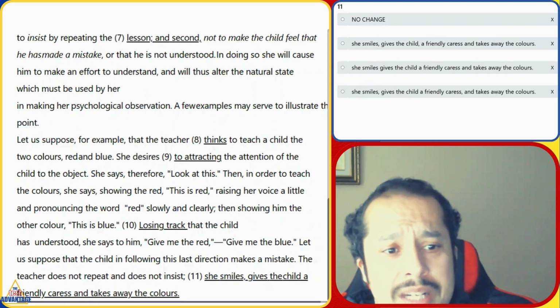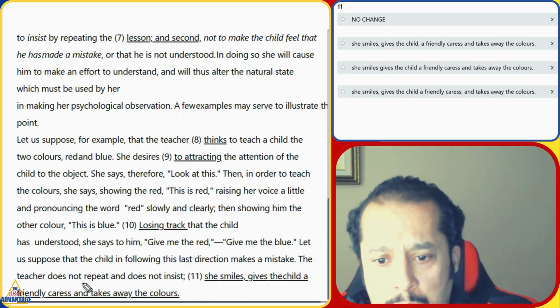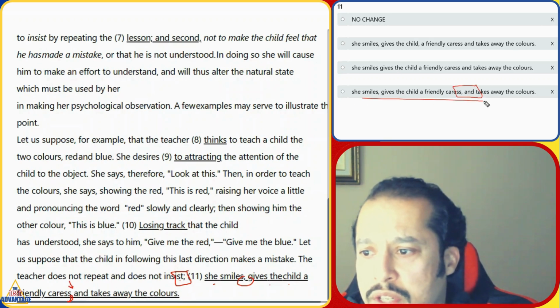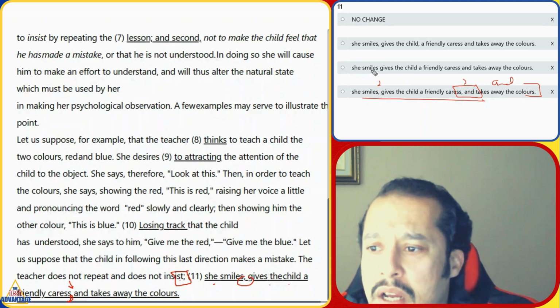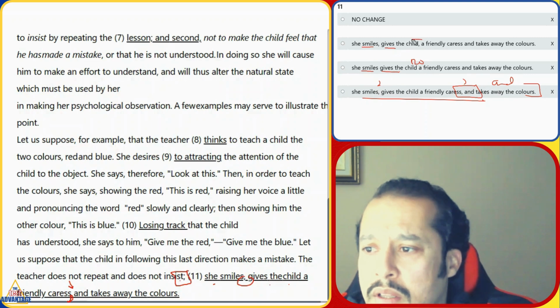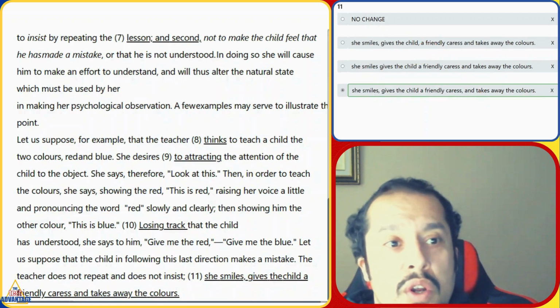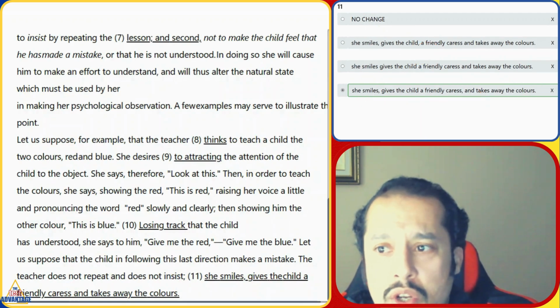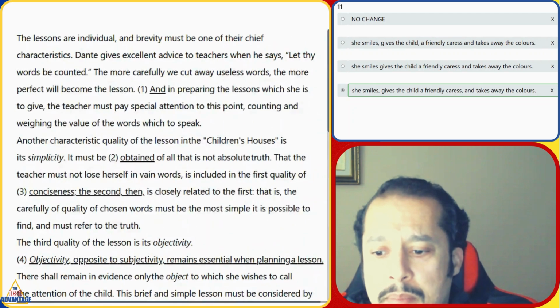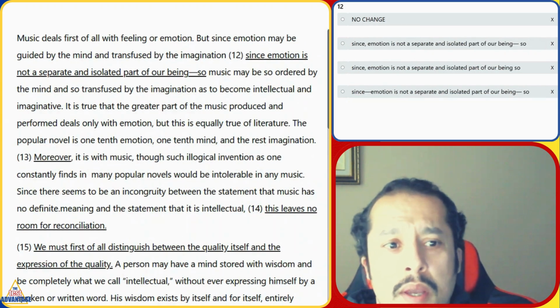The teacher does not repeat and does not insist. She smiles, gives the child a friendly caress, comma here, and takes away the colors. Answer D, parallelism, comma, comma, and this is a run-on. We need commas. This is a fragment, and answer A, محتاجة الكاما. So we'll go with answer D. This was passage number 1. Let's hit passage number 2.